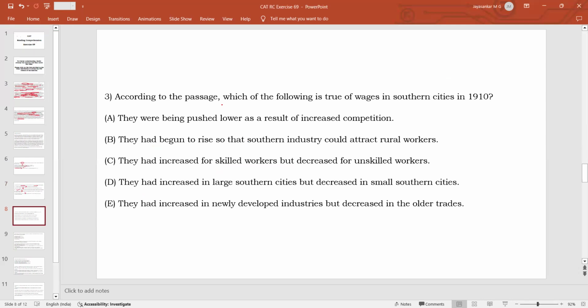Question number 3. According to the passage, which of the following is true of the wages in southern cities in 1910?